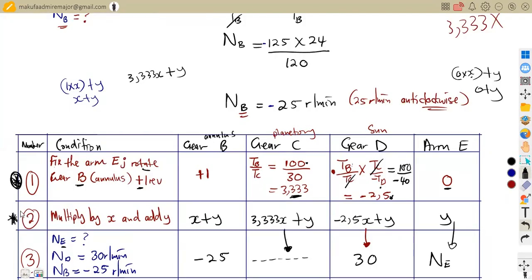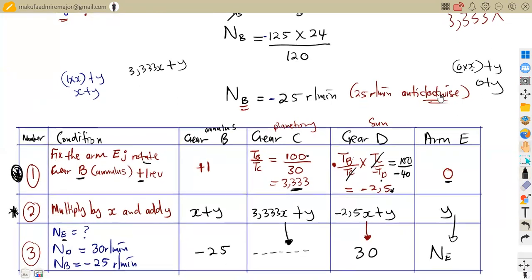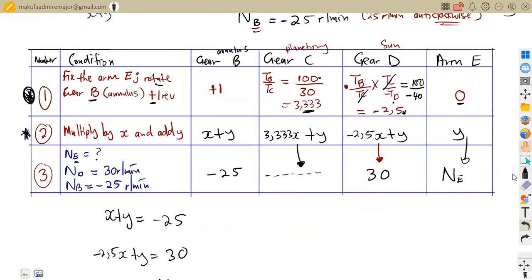You always multiply by X, you add Y. The only condition now that you consider is this one. This is the one that you consider according to the speeds that you are given; you just substitute them as they are given, all right? If something is fixed, sometimes they will tell you there's something that is fixed. Everything that is fixed is represented by a 0.